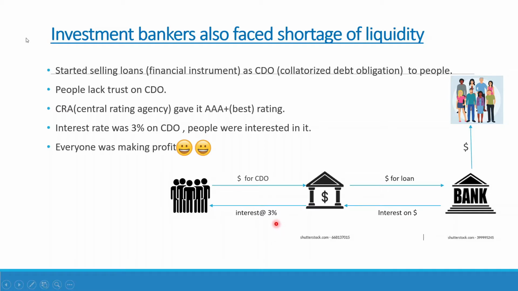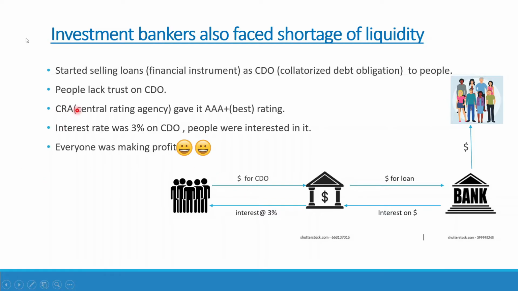That was quite good. CDOs were just a document in which it is mentioned that this person, with their details, has provided this amount of money to this investment banker for this much time, and till that time the investment banker is going to provide interest at the rate of 3%, and after that the investment banker will return the money to that particular person.